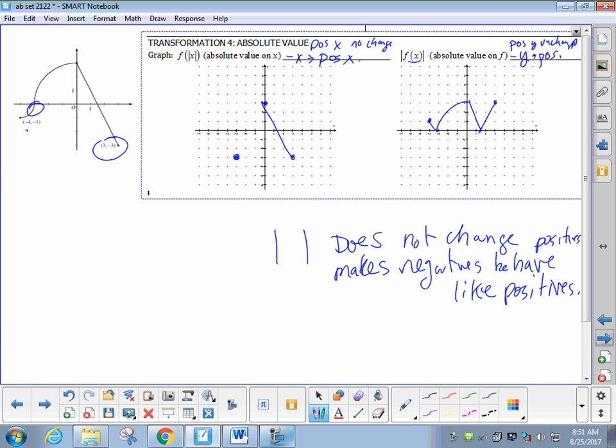What do you get when you put in negative 1.5? 0, yeah, because negative 1.5 gets made positive 1.5. F of positive 1.5, according to this, is 0.